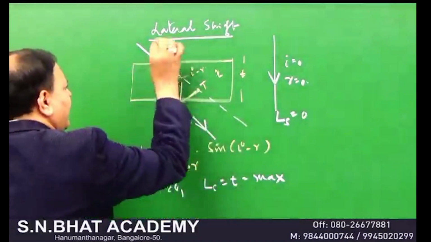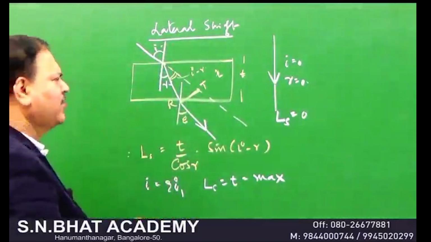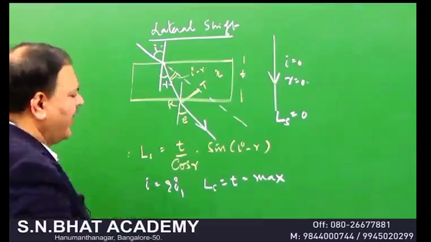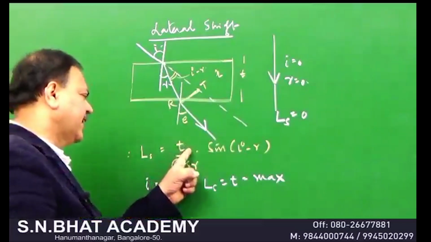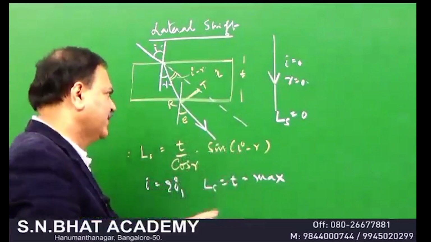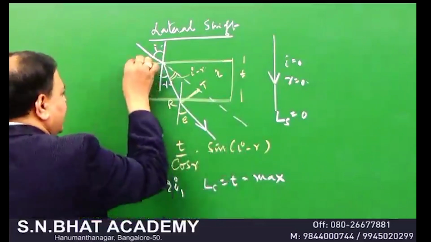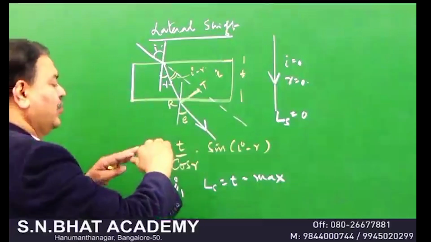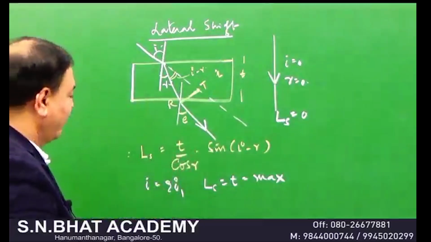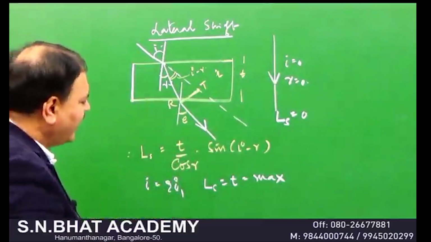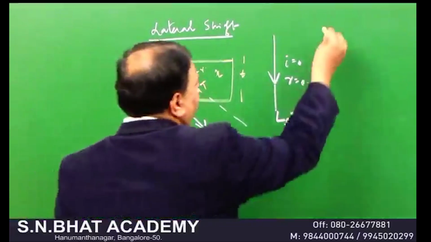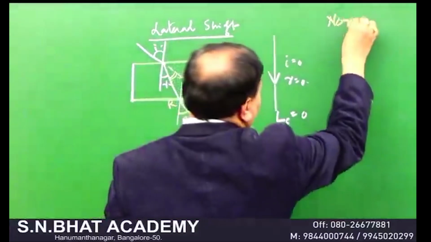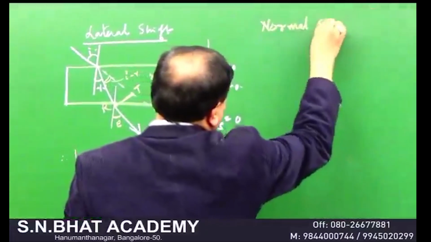It depends on i. That's how you have to recall all these things, not only by hearting this formula. Mainly your lateral shift depends on the thickness and on the angle of incidence and the refractive index of this medium and also on the refractive index of the surrounding medium. Then we come to what is known as a normal shift. So this is also a very, very important thing in case of a normal shift.